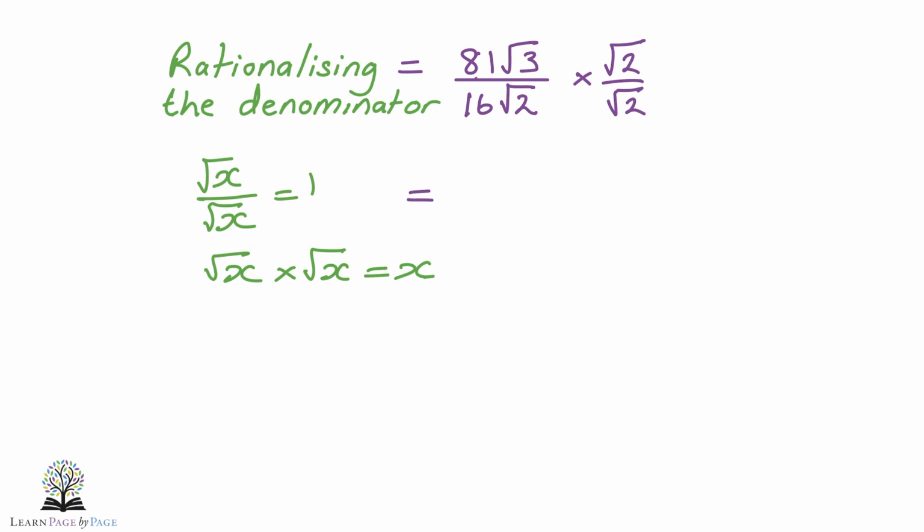The top is 81 root 3 multiplied by root 2. That's going to give us root 6. And then 16 root 2 multiplied by root 2, that gets rid of our square roots, and we've got 2. And we're about to get to our final answer, which is 81 root 6 all over 32.